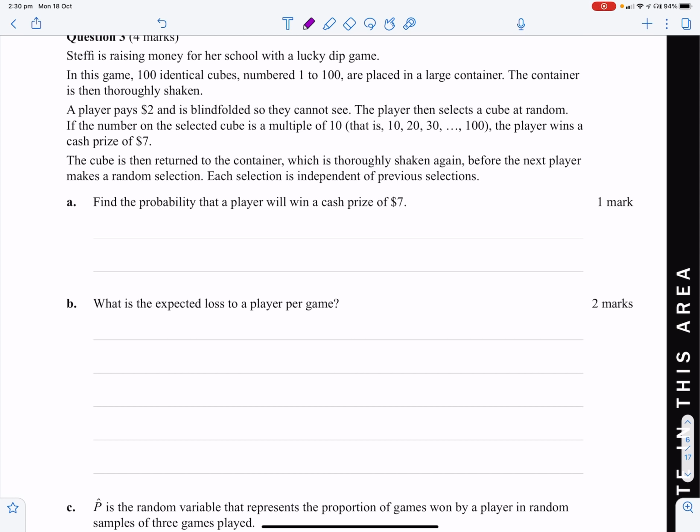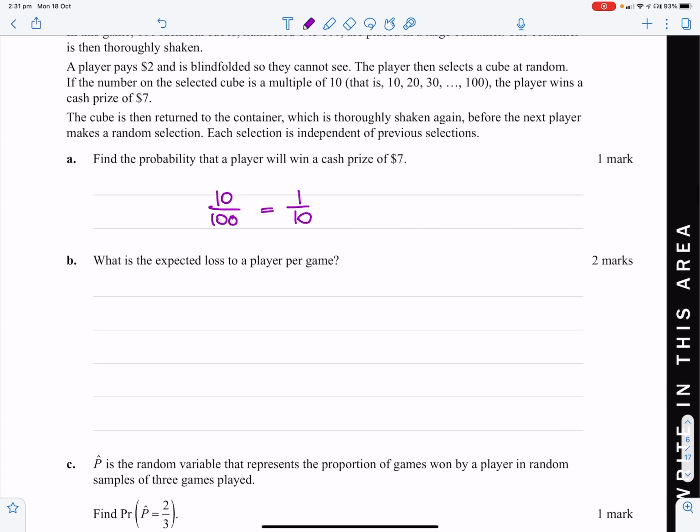If the number on the selected cube is a multiple of 10, so 10, 20 and so on, the player wins a cash prize of $7. The cube is then returned to the container, which is then shaken again before the next one. Okay, so it's independent of the next one. Find the probability they will win the $7 cash prize. Well, we know that's 10 out of 100, which is 1/10. What's her expected loss?